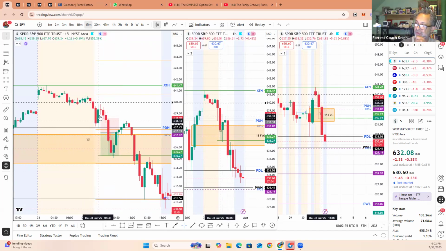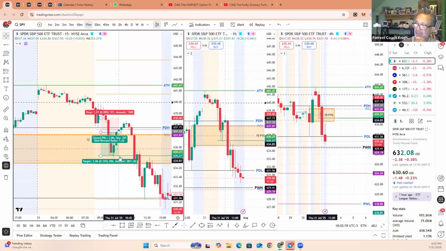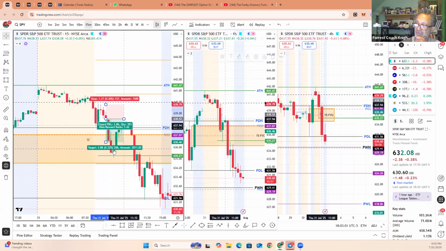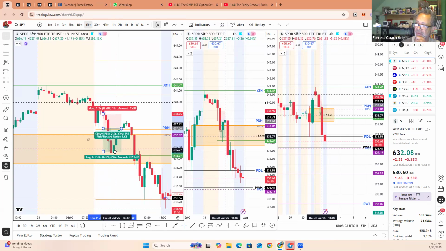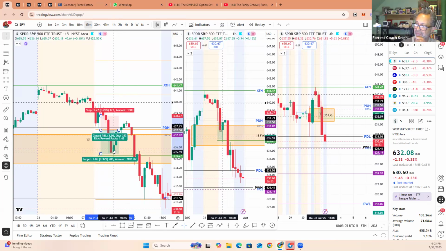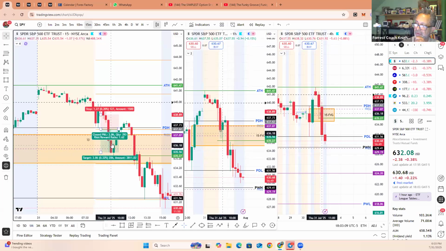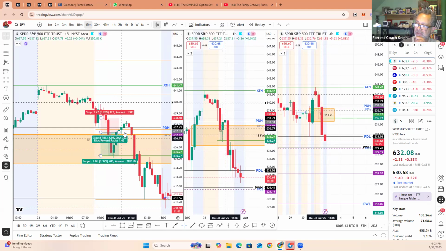It doesn't mean you can't enter a buy right here. You get in, you catch this buy, and you're scalping, right? Or you catch this one right here, which is not a reversal, but a pullback, right?